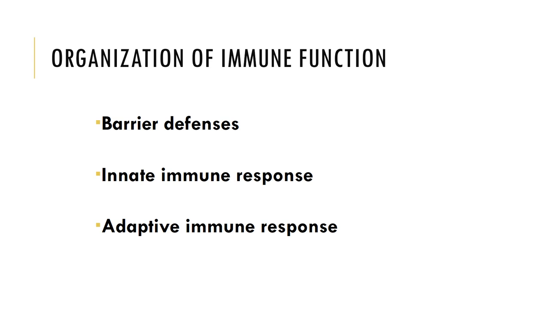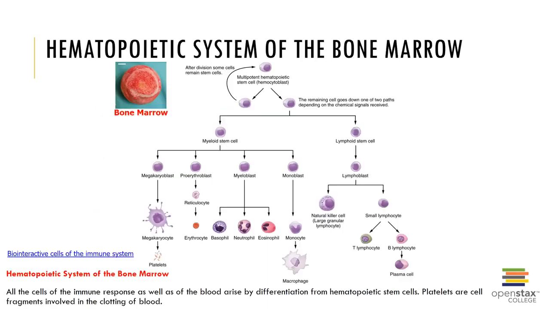And the immune system functions as a barrier defense in our innate immune response and in our adaptive immune response, which we will examine in this chapter. Here you can see the cells of the immune system and immune response and how they differentiate from hematopoietic stem cells. We will go over the different types of cells of the immune system throughout this chapter.